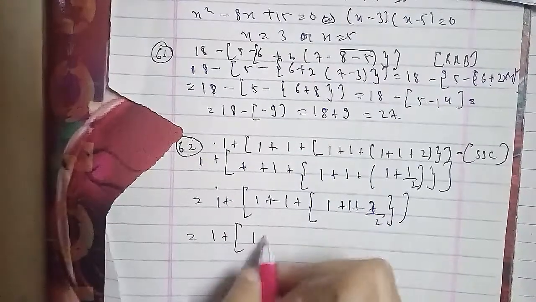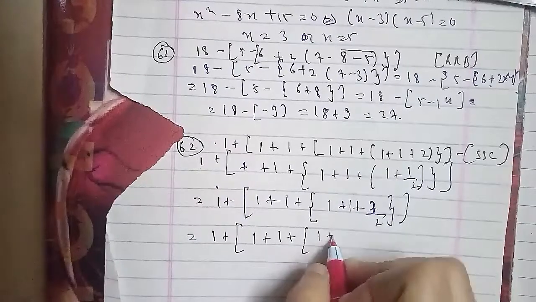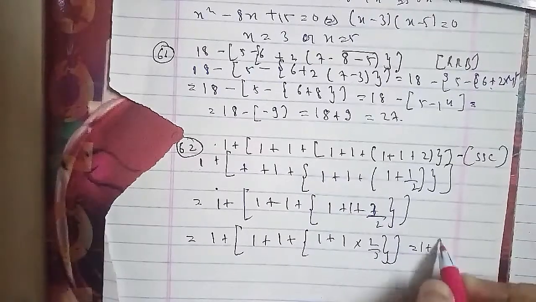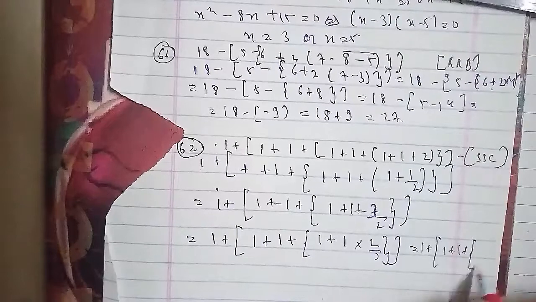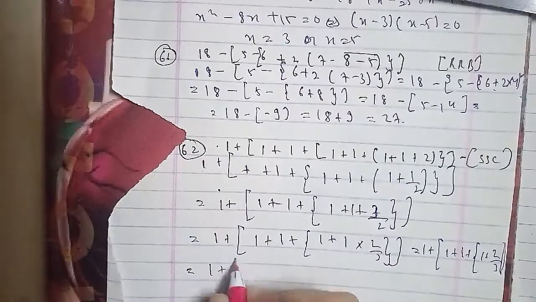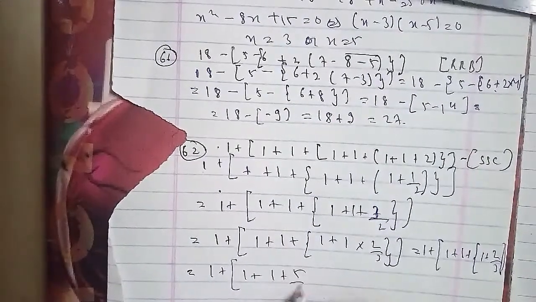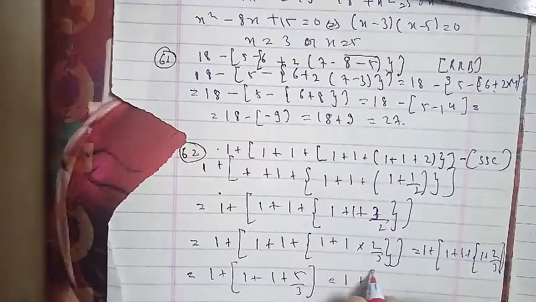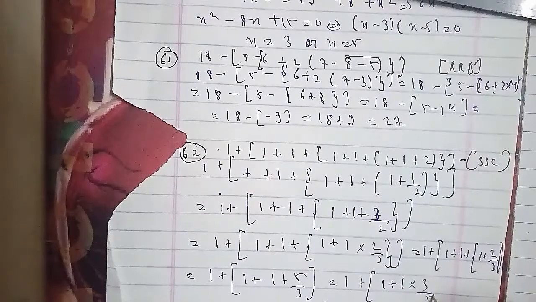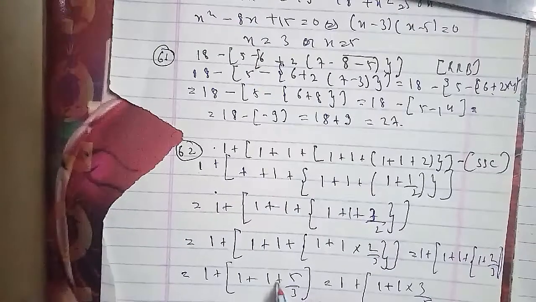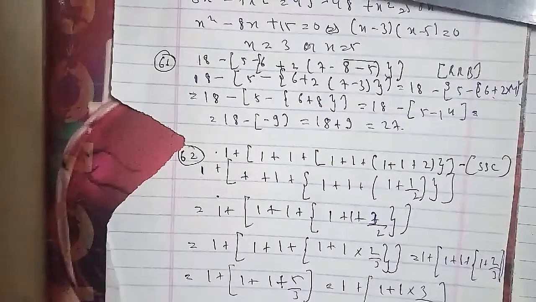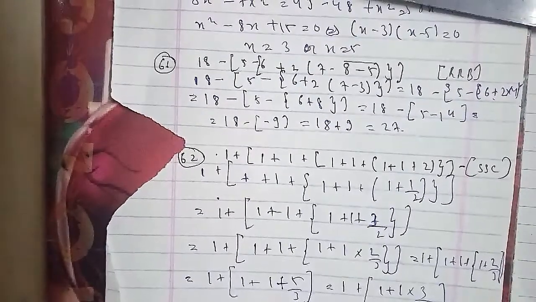That equals 1 plus 1 plus 1 plus 5 by 3 equals 1 plus 1 plus 1 into 3 by 5, because this is a division sign, so we take the reverse, which equals 1 plus 3 by 5 equals 1 plus 8 upon 5 equals 1 into 5 by 8. This is division, so we reverse it, and that equals 5 by 8. This is the answer: 5 by 8 is the right answer for this question.